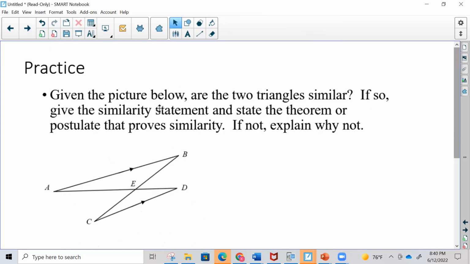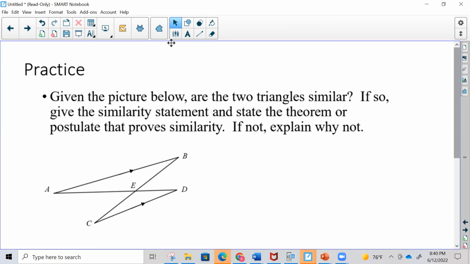Okay, so here's another one. Now with these, we use a lot of the parallel line properties. So you're going to see these arrows a lot, which means the lines are parallel. And if the lines are parallel, then you're looking for those angle pairs. Corresponding angles are congruent. Alternate interior angles are congruent. Alternate exterior angles are congruent. So you're looking for those. A lot of times it's alternate interior, but that's what you're looking for.